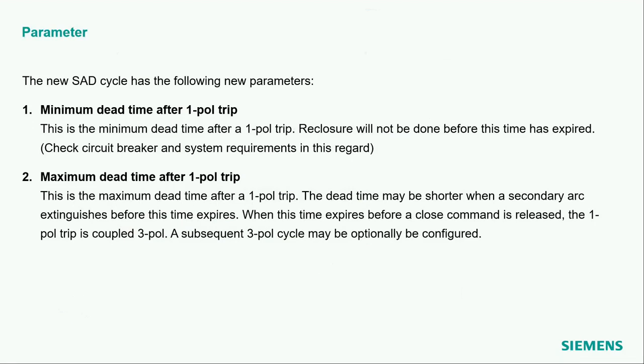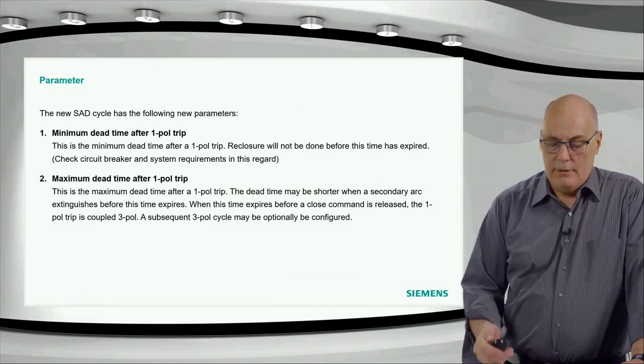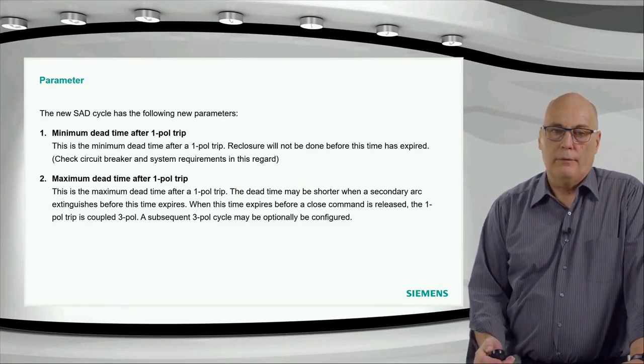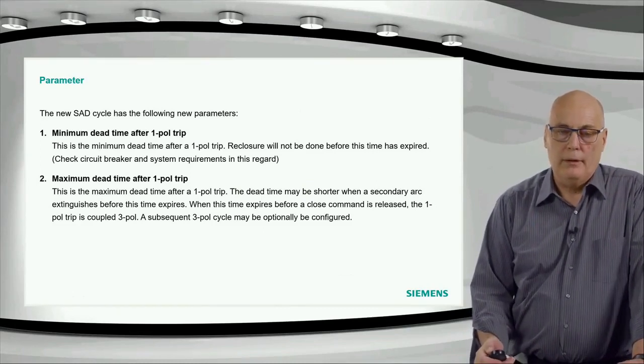That's the text definition you see there. Those two parameters: the minimum time, this is the minimum dead time after a one-pole trip. Closure will not be done before this time has expired. And the maximum dead time, as the name says, this is the maximum time. If the secondary arc or whatever is still present at the end of the maximum time, then the cycle is aborted, okay? And you have a three-pole trip and nothing after that.